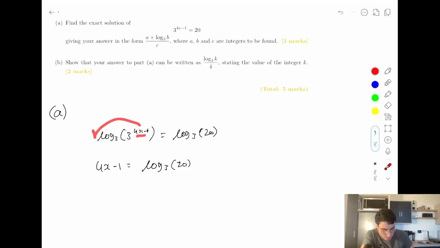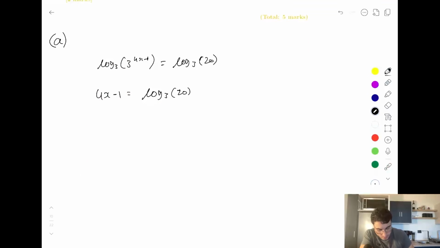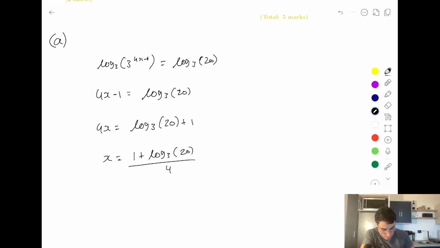Because when you bring this down, we're stuck with log base 3 of 3. Okay, what does 3 need to be raised to get to 3? 1. So it's just 4x minus 1 times 1. That's why I've done that. So we get 4x is equal to log base 3 of 20 plus 1, which means that x is going to equal 1 plus log base 3 of 20 over 4.